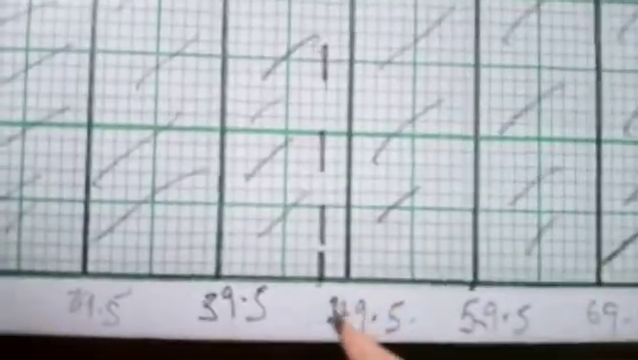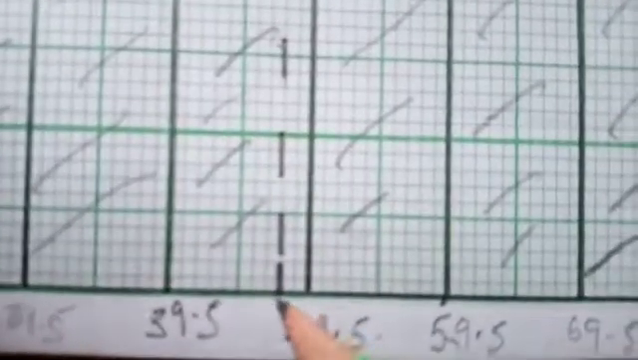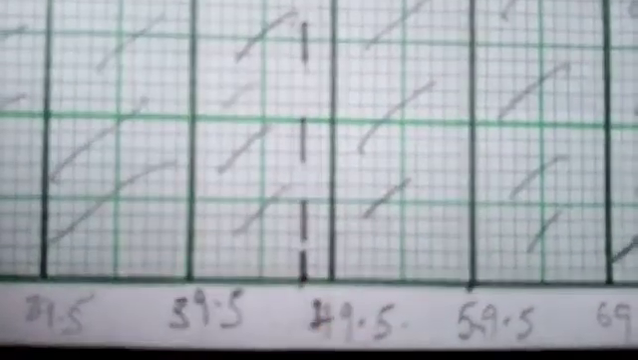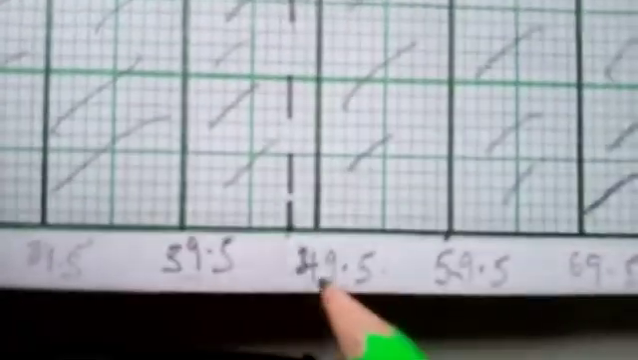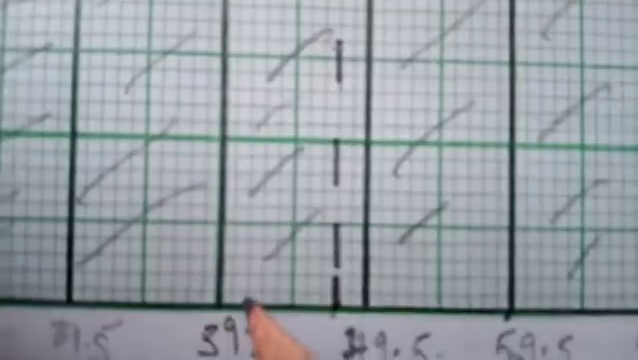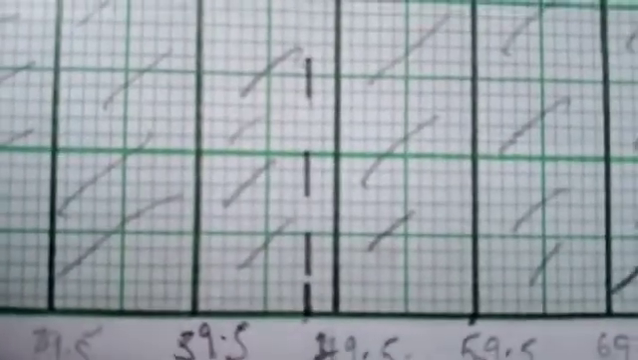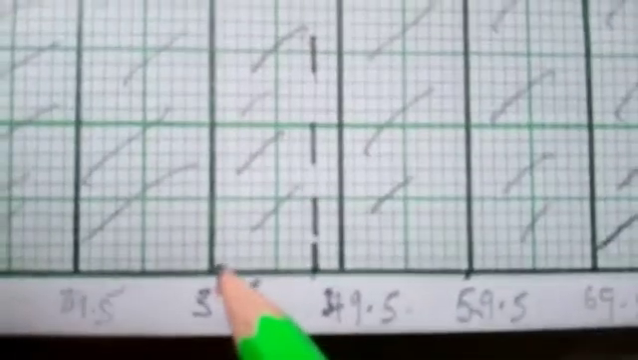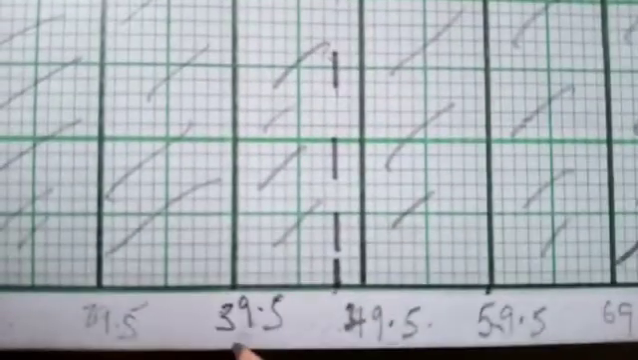So here what we are looking for is an approximation. You can see that here is 39.5, and then here is 49.5. What you do is just count the boxes. Just count them, 1 2 3 4, and add that to 39.5.